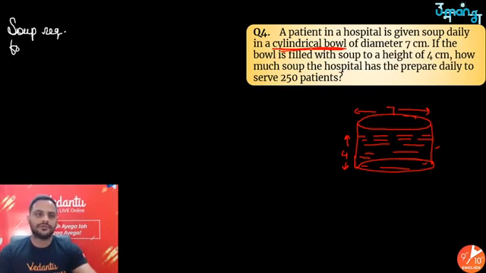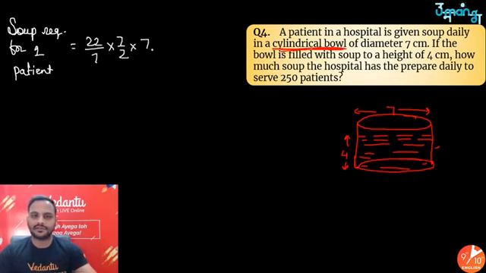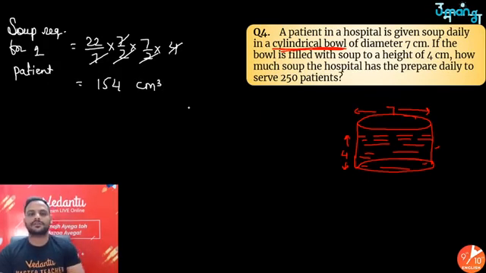required for one patient will be equal to pi r square h. Pi into diameter is 7, so radius is 7 by 2, pi r square into height is 4. 7 and 7 got cancelled, 2 2s are 4, 4 got cancelled, 22 into 7 is 154 centimeter cube. This much soup is required for one patient.